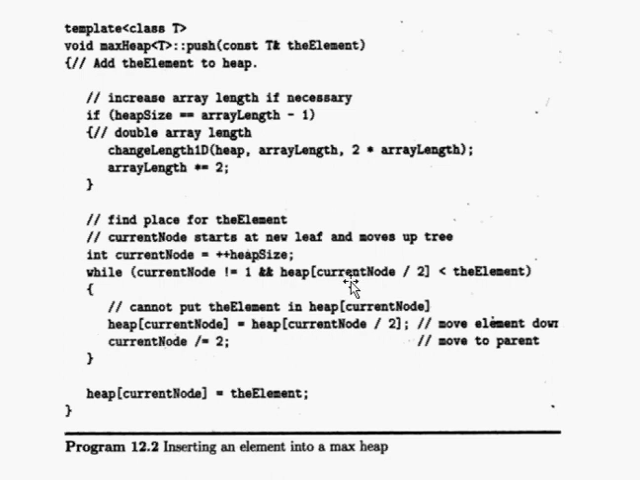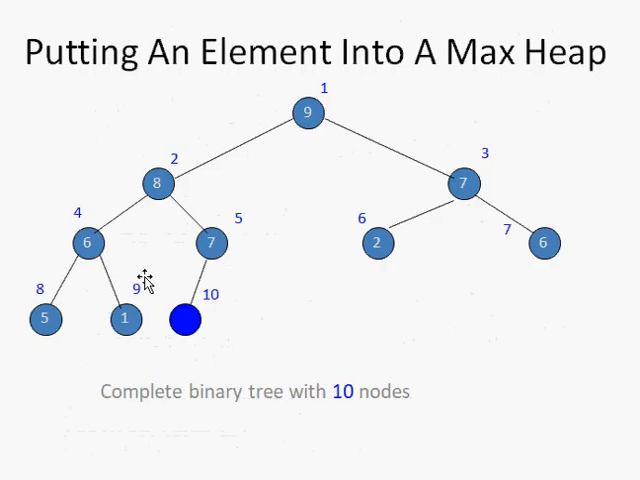Then you have this statement: if heap of current node by 2. So what is current node? 10. What will be 10 by 2? 10 by 2 becomes 5. So is heap of 5 less than the element? Let us see the structure. Heap of 5 is 7, the element present at heap of 5.